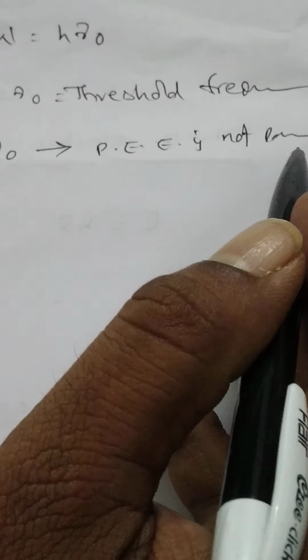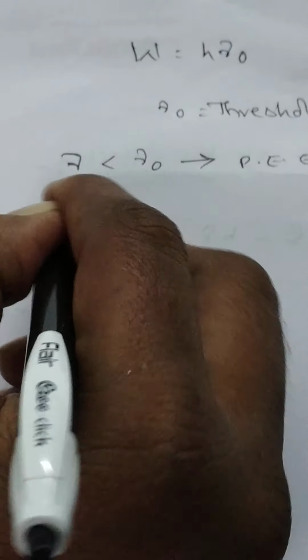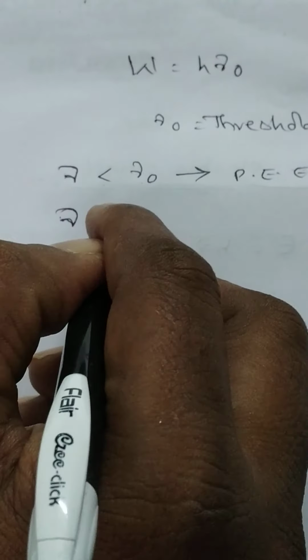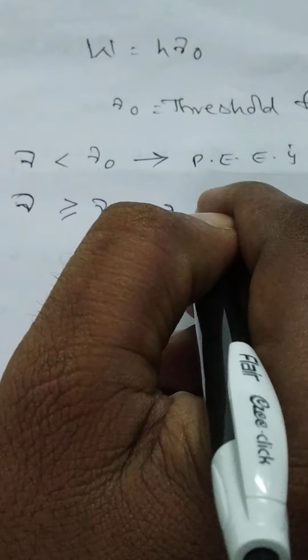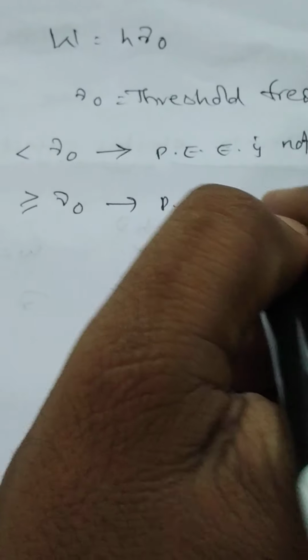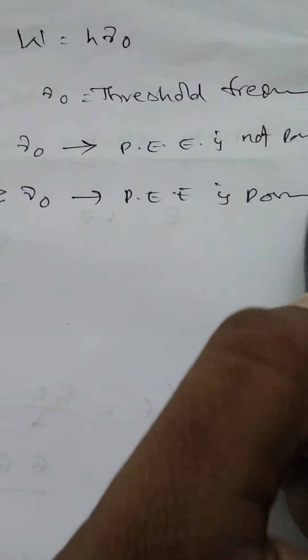If nu, the frequency of the incident photon, is less than nu naught, the threshold frequency, photoelectric effect is not possible. If the frequency of the incident light is greater than or equal to nu naught, then only photoelectric effect is possible. So, to eject the photoelectrons, compulsorily nu should be greater than nu naught.